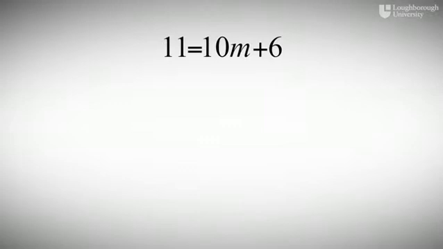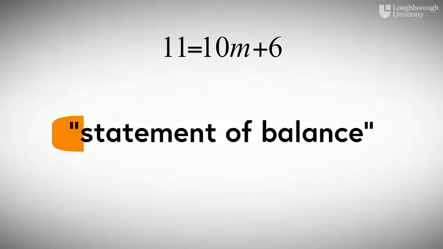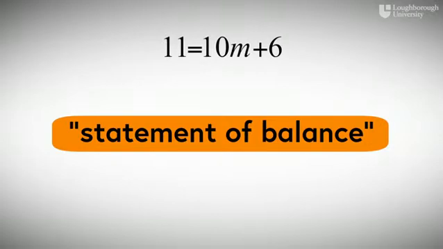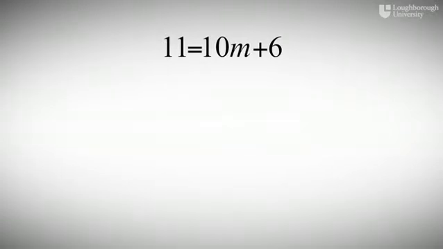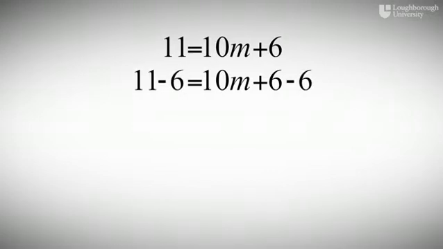A better way is to think of the equation as a statement of balance. The left-hand side is equal to, or balanced by, the right-hand side. If we upset this balance, for example by subtracting something from one side, we must do precisely the same to the other side to maintain the balance. So, from 11 equals 10m plus 6, we could subtract 6 from both sides to get 11 minus 6 equals 10m plus 6 minus 6, or 5 equals 10m.